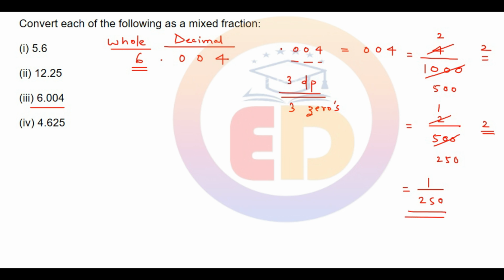Coming to the final answer, the whole number part will be 6. The decimal part, which is now converted to a fraction, becomes 1 upon 250. This is our final answer in the mixed fraction. 6.004 in the mixed fraction will become 6 whole 1 upon 250.